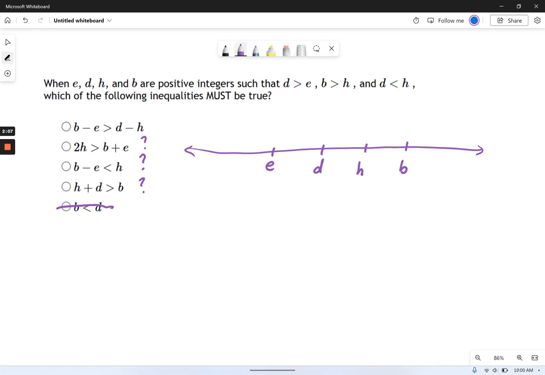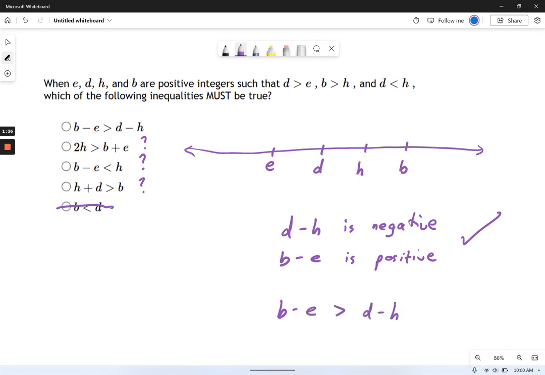And now the first thing, B minus E greater than D minus H. B minus E is greater than D minus H. Well, if you take a look at our number line, D minus H is negative. And furthermore, B minus E is positive. So that checks out. B minus E is greater than D minus H simply because positive numbers are bigger than negative numbers. Okay, so this right here is our true value. This must be true. The other ones, maybe they're true, maybe they're not. And only one of these things could I say completely false.